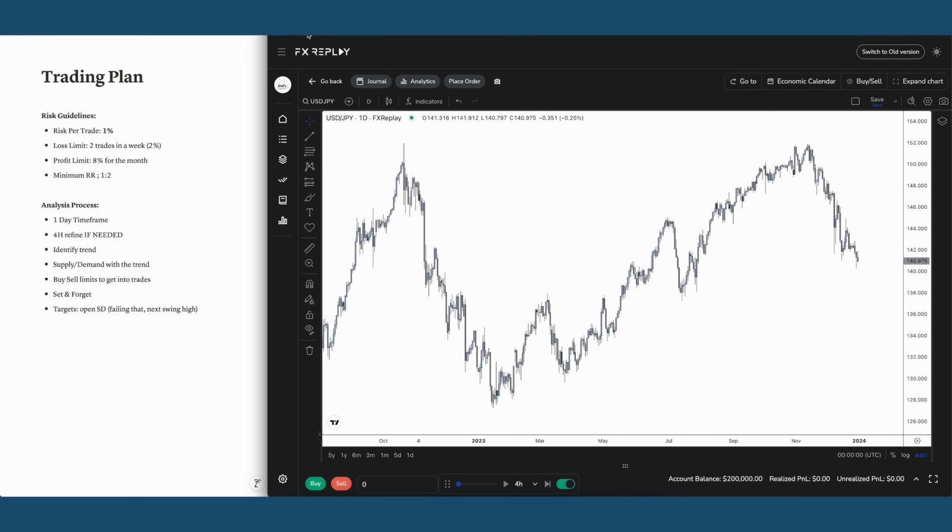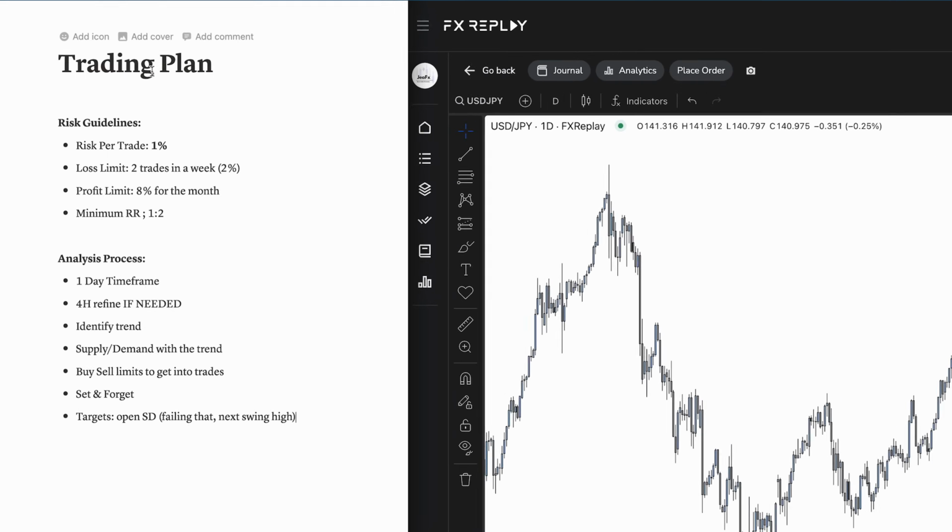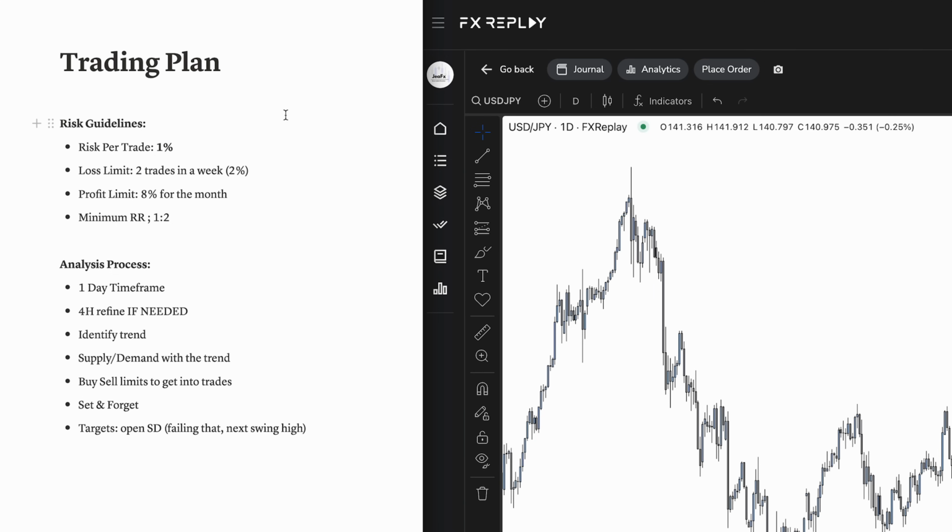And we're going to backtest that on FX Replay, which is a backtesting software. So the trading plan, we're covering the risk guidelines and the analysis processes, as we've just mentioned, and this is what we're going to be working with initially.